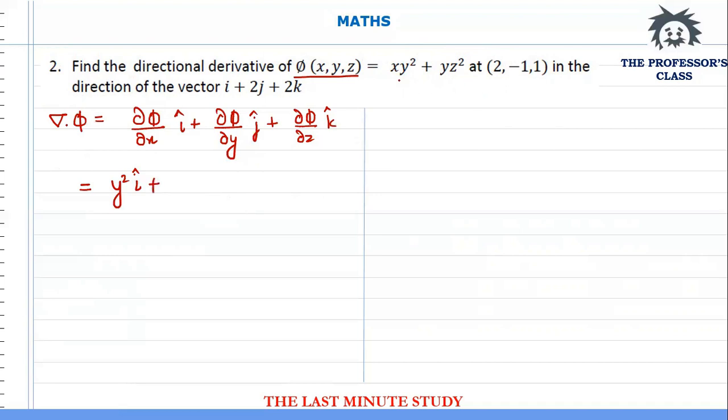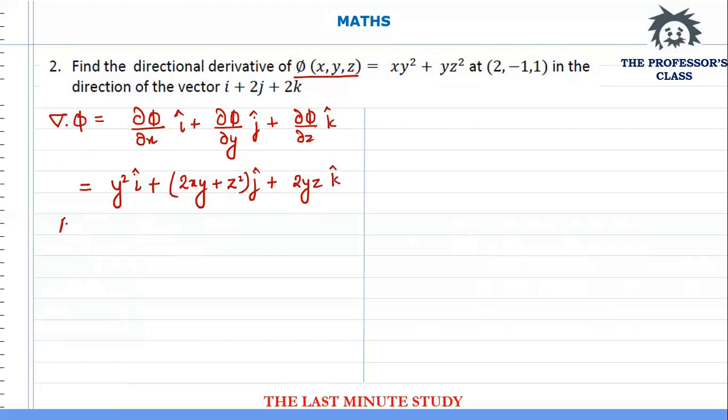Now when I differentiate this term with respect to y, I'll get 2xy plus z square. This whole will be multiplied with the vector j, and the third one, when I differentiate this phi with respect to z, the first term will become constant, and I need to differentiate the second term only, which will give me 2yz of k.